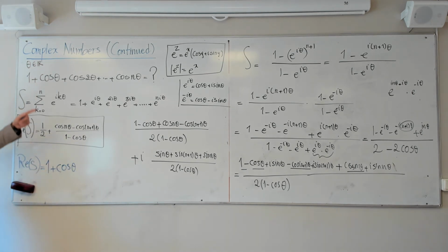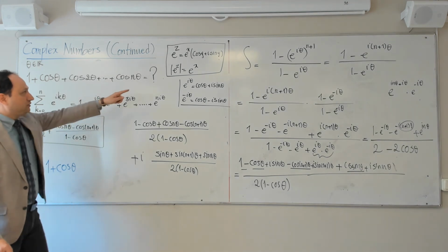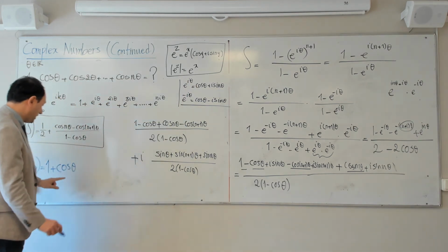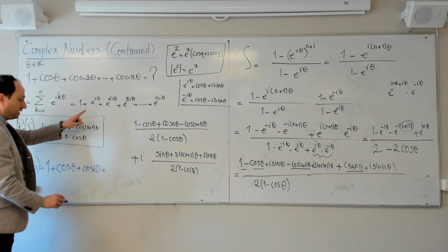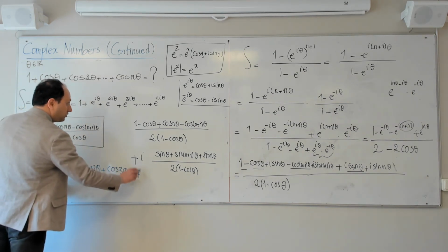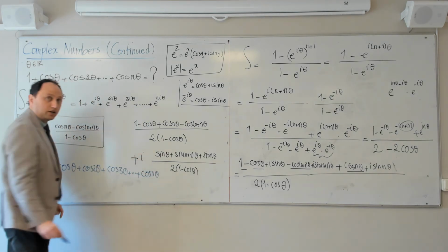What is the real part of the next term? Do you agree? Because instead of theta, I have 2 theta. So this becomes cosine 2 theta, sine 2 theta. But the real part is cosine 2 theta. Now you see what's happening, yes? The real part of the next one is cosine 3 theta. And then finally, the real part of the last one is cosine theta.